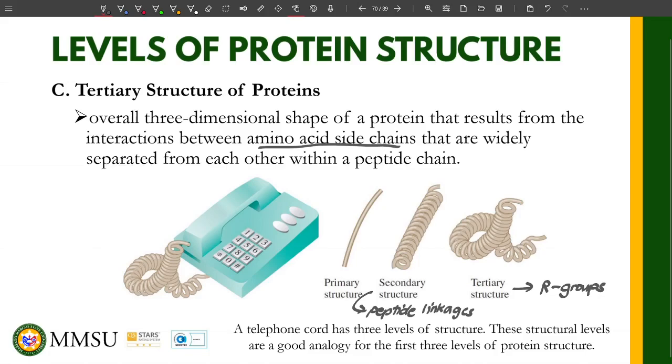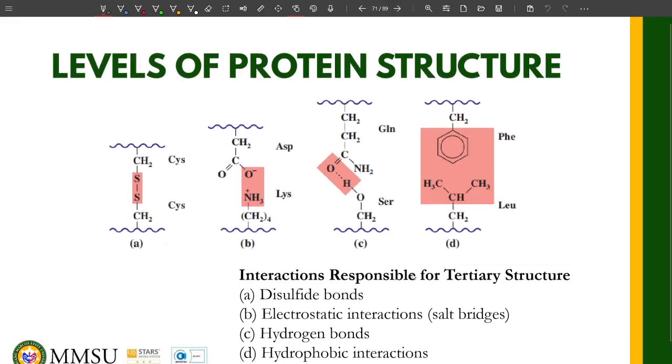Kanina, peptide linkages, yung mga hydrogen bonding mo between the carbonyl and the hydrogen of the amino group mo, di ba? So, sa tertiary, R groups na siya. So, ito yung mga interactions responsible for the tertiary structure.